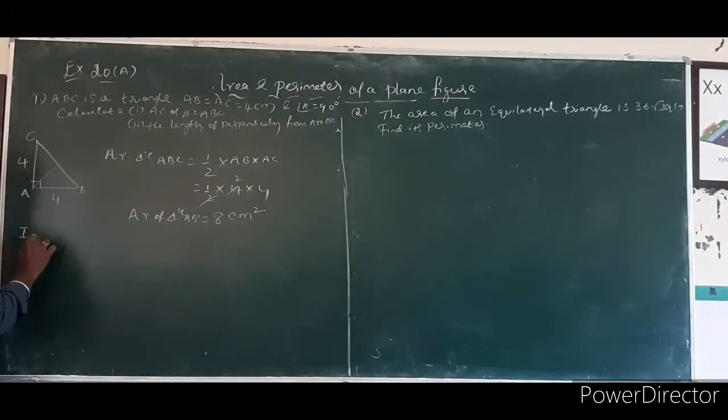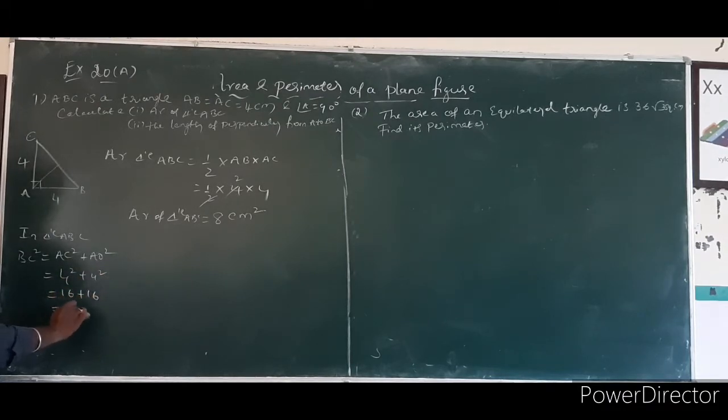In triangle ABC, apply Pythagoras theorem for finding BC square. BC square is equal to AC square plus AB square. So 4 square plus 4 square, 16 plus 16, 32. If you want to find BC, 16 into 2, what is the square root of 16? 4. BC value is 4 root 2.